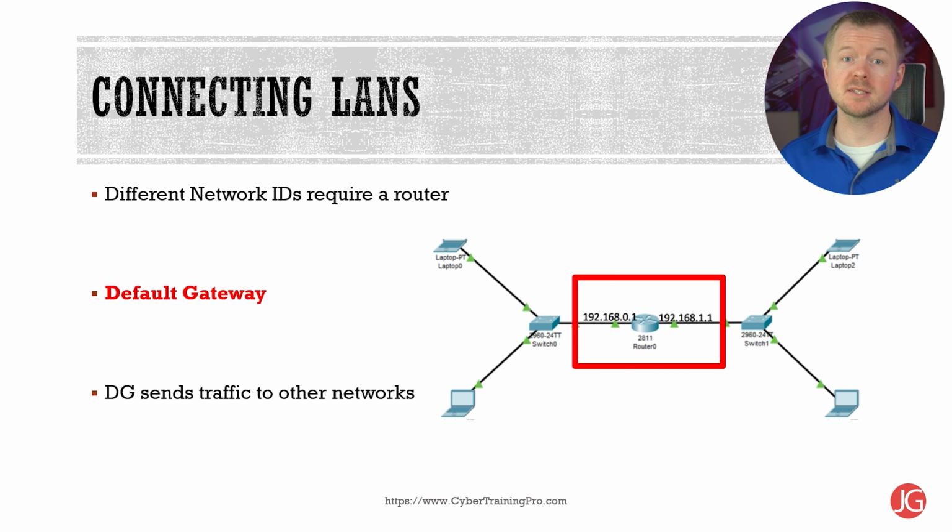Both of the router interfaces or ports that connect to each other are called the default gateway, and that will have an IP address and the same network ID as the host connected to that port. Typically, the host ID for the default gateway is going to be the number 1. The primary reason for the default gateway is to send traffic destined for other networks.